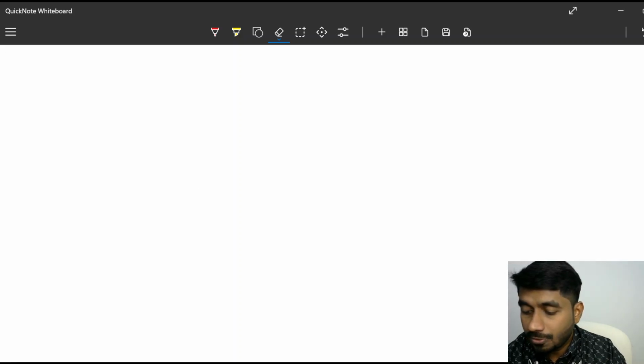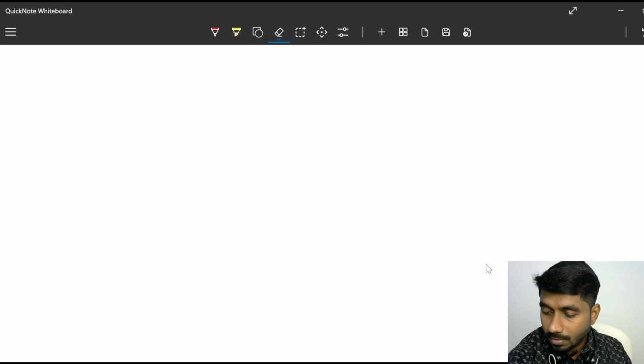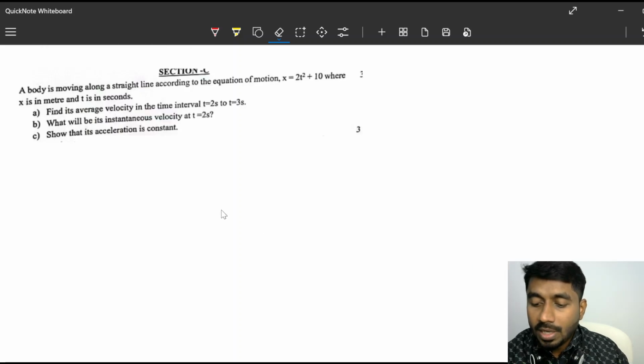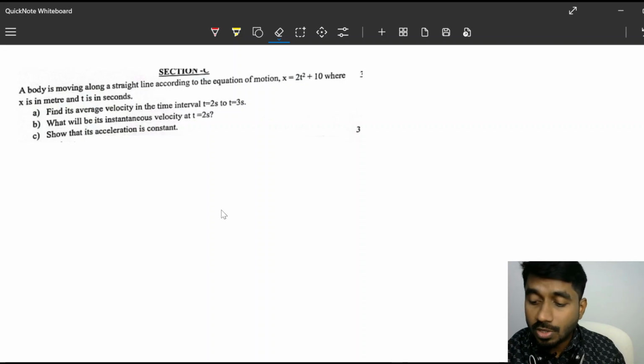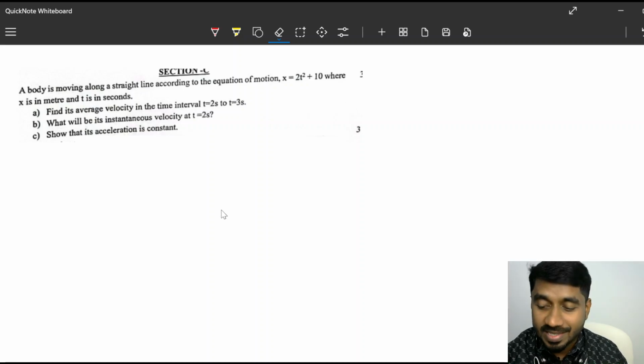We'll go to the first question here. A body is moving along a straight line according to the equation of motion x is equal to 2t square plus 10, where x is in meters and t is in seconds. Find its average velocity in the time interval t equal to 2 seconds to t equal to 3 seconds.